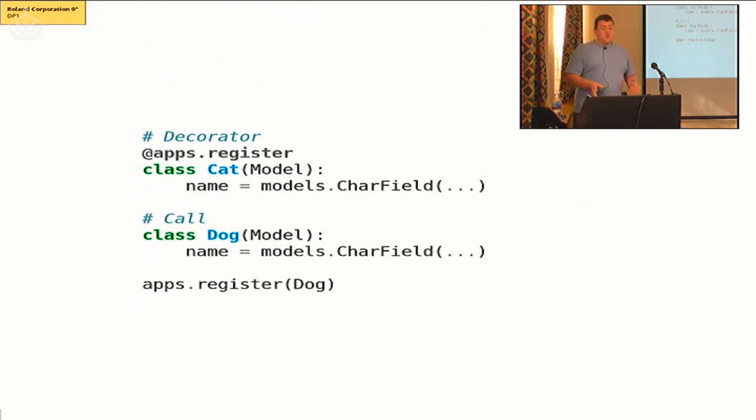But there are different ways that you could have done that. You could have just registered it with a decorator, or you could have just made a function call. So you will find both of those in Django. They use them for template tags and the admin site, things like that.